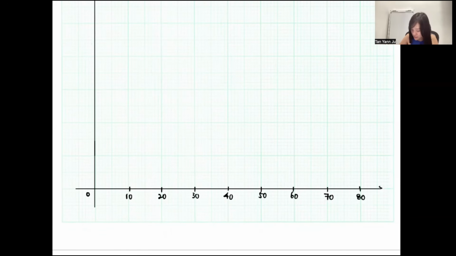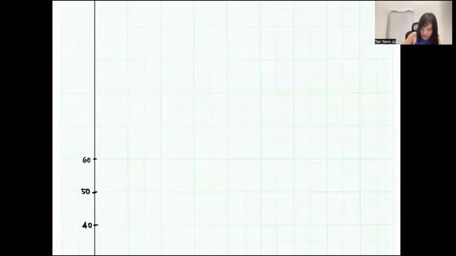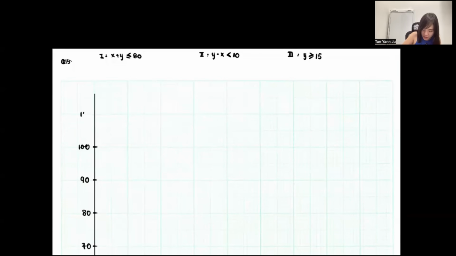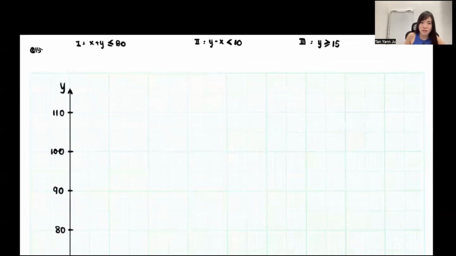So now they give the scale. Using a scale of 2 cm for 10 students on both axes. So here's 0. Here, isn't it 10, 20, 30, 40, 50. Maximize it, 60, 70, 80. Okay, x-axis. Here 10, 20, 30, 40, 50, 60, 70, 80, 90, 100, 110. Wow, really maximize it. Okay, now it's time to draw it out. How do you guys draw it out?